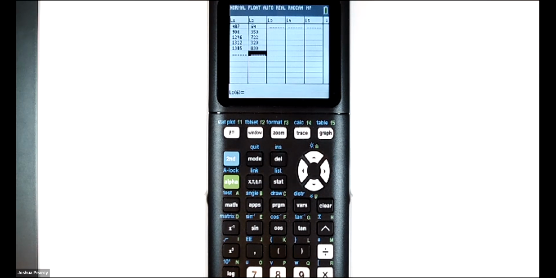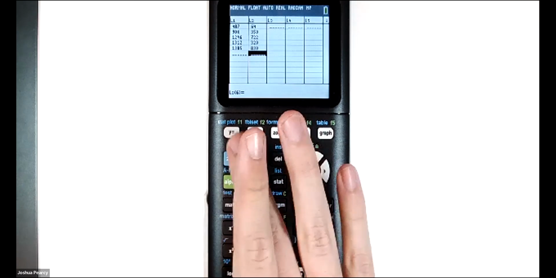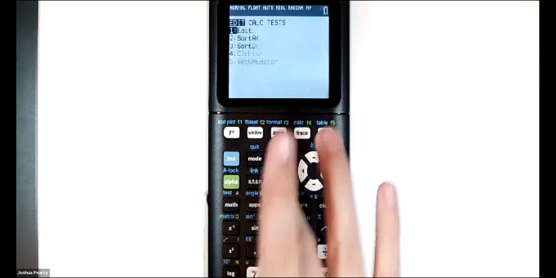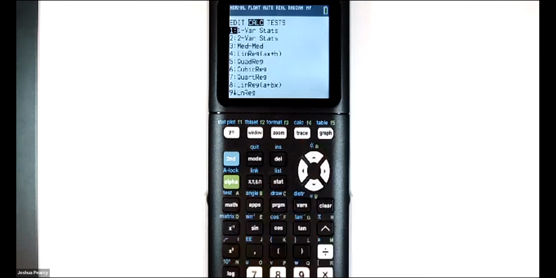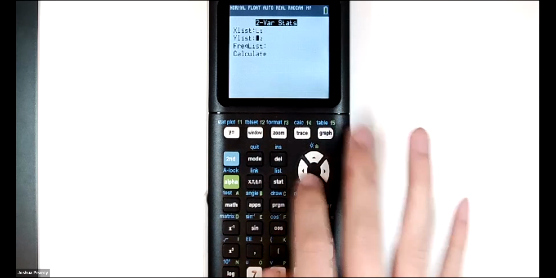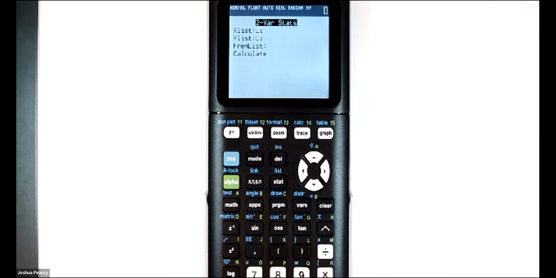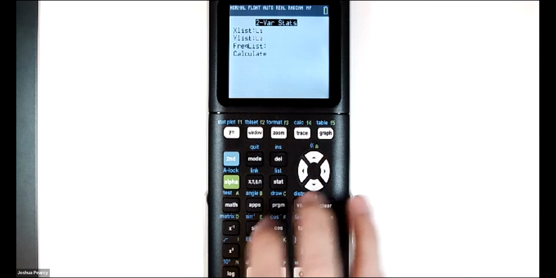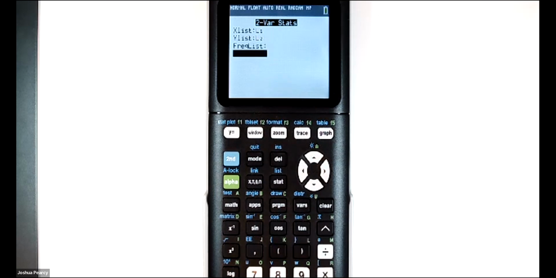Now you want the sample mean for each of these and the sample standard deviation. How do you find that? So just go stat, go to calculate. In this case, you don't want one variable statistics, you want two variable statistics and tell it L1 and L2, the first and second column. Don't worry about the frequency list, and then hit calculate.